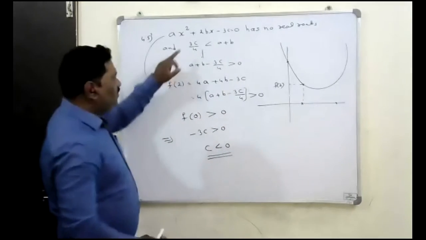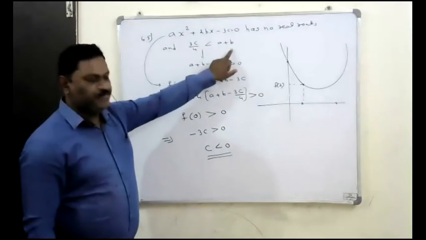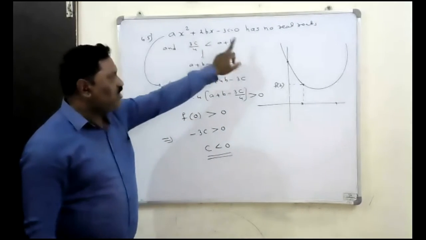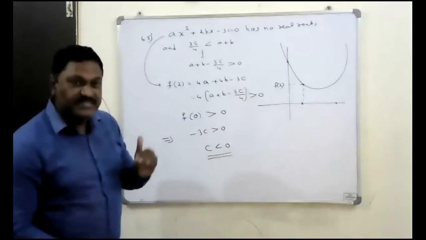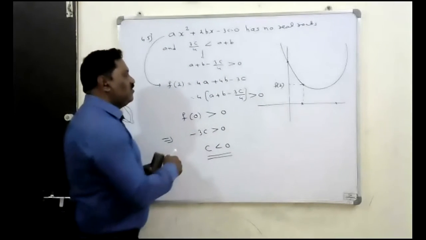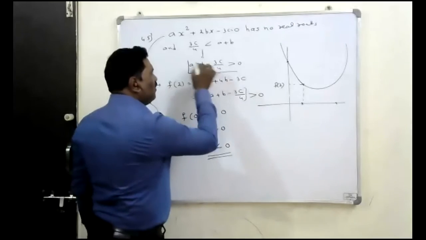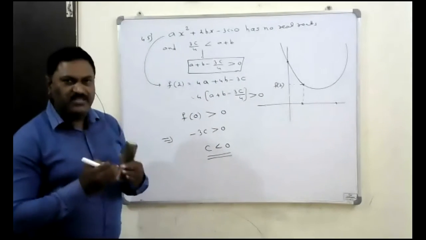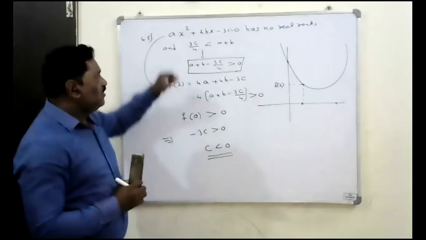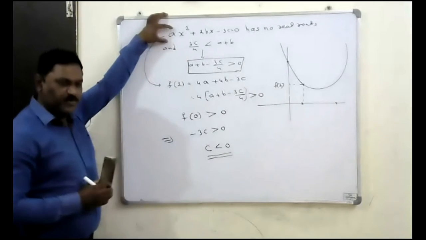Here they have given that 3c by 4 is less than a plus b. Taking 3c by 4 to the other side, a plus b minus 3c by 4 is greater than 0. This is the condition they have given. Now you have to think how to bring this condition. For that, immediately think about this expression.